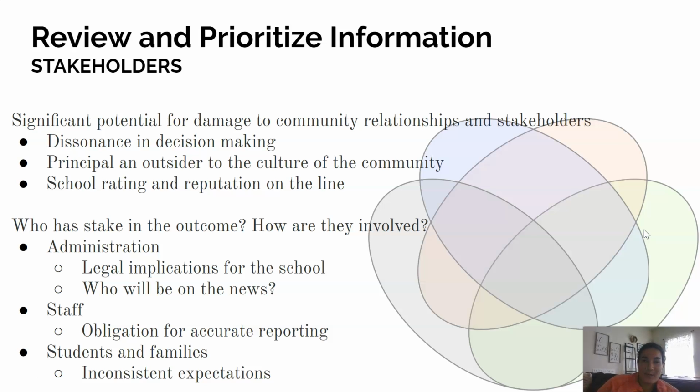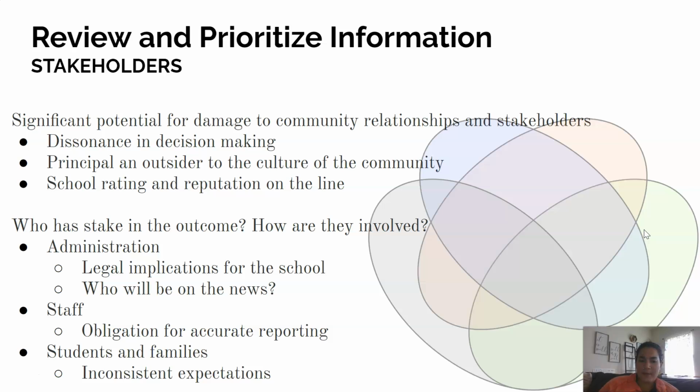I always like to think about these case studies as, what do you look like in the news? We want our schools to obviously have the good articles and not the bad articles. The staff is going to have an outcome in how this happens. They have this obligation to report accurately, and based on what continues to happen, there could be far more guidelines put on them in terms of attendance.